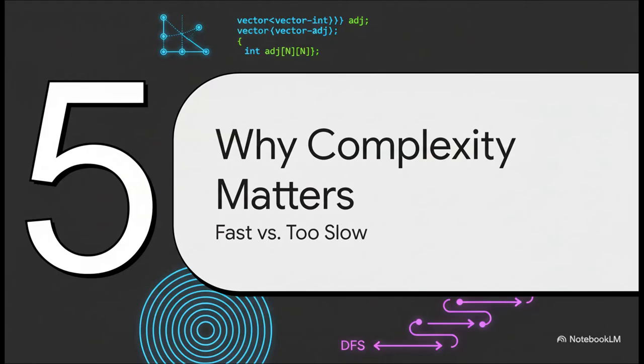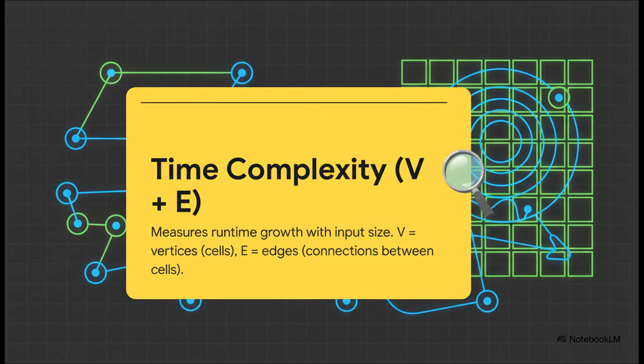Now, getting the right answer is step one. But what often separates a junior from a senior candidate in an interview? It's showing that you understand performance. Writing code that works is one thing. Writing code that works efficiently is the real goal. So to talk about this, we use something called time complexity, or Big O notation. It's just a way to describe how our code's runtime grows as the input gets bigger.